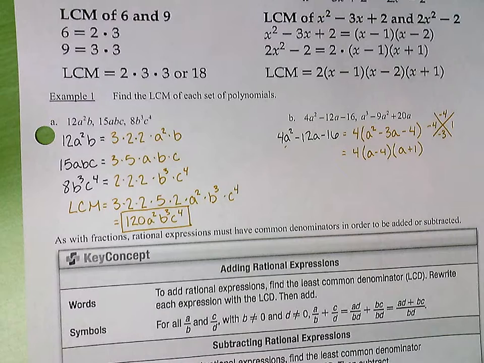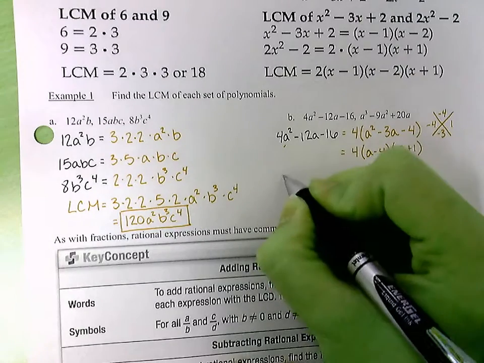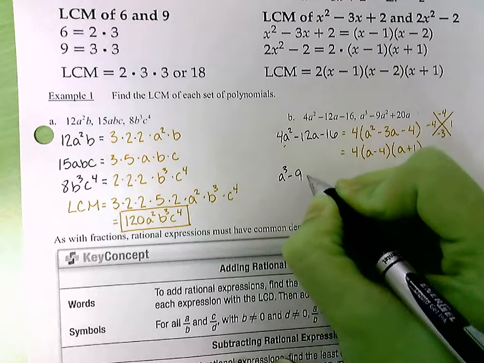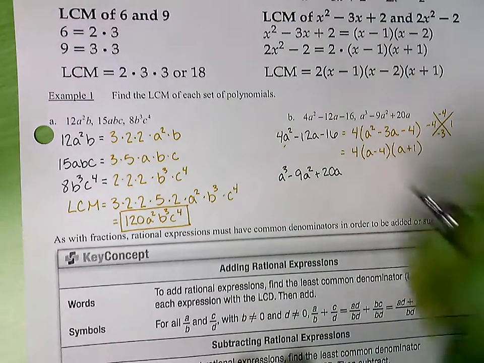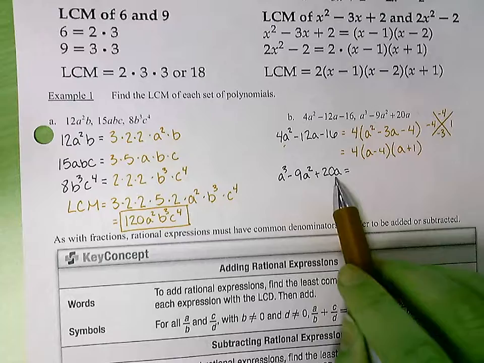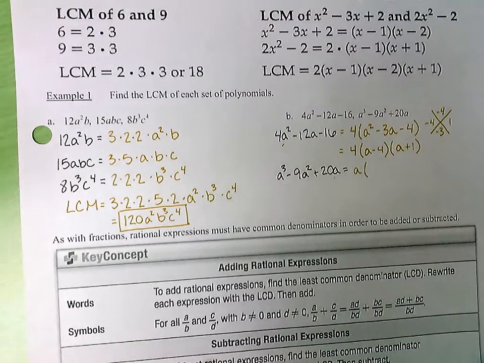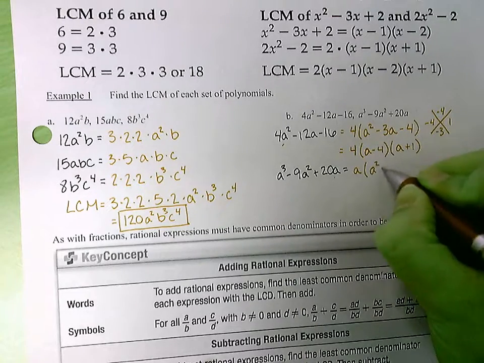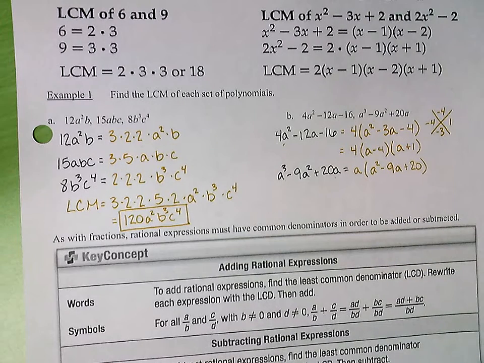So I want to do the same thing to that second polynomial. We have a cubed minus 9a squared plus 20a. And again, we want to look to see if there's anything I can take out from all of those terms. All 3 of those terms have an a, so I can factor out an a. Then I have a squared minus 9a plus 20. And now I can factor that one.